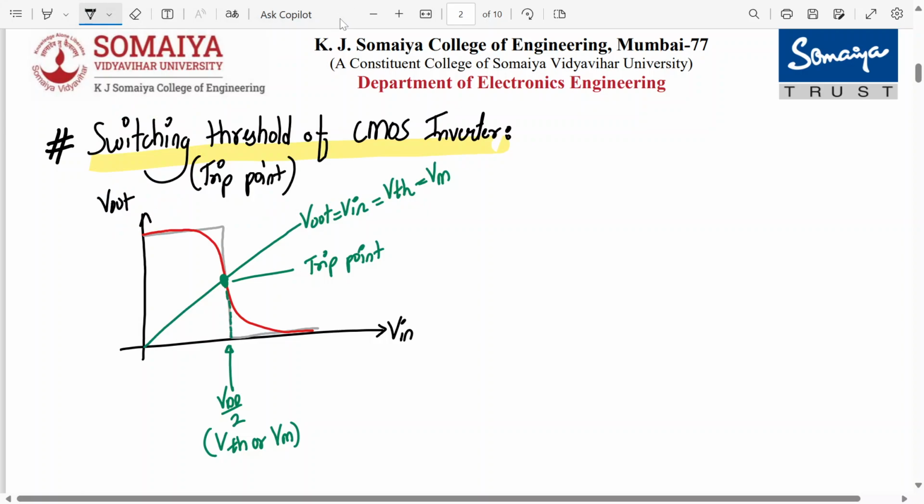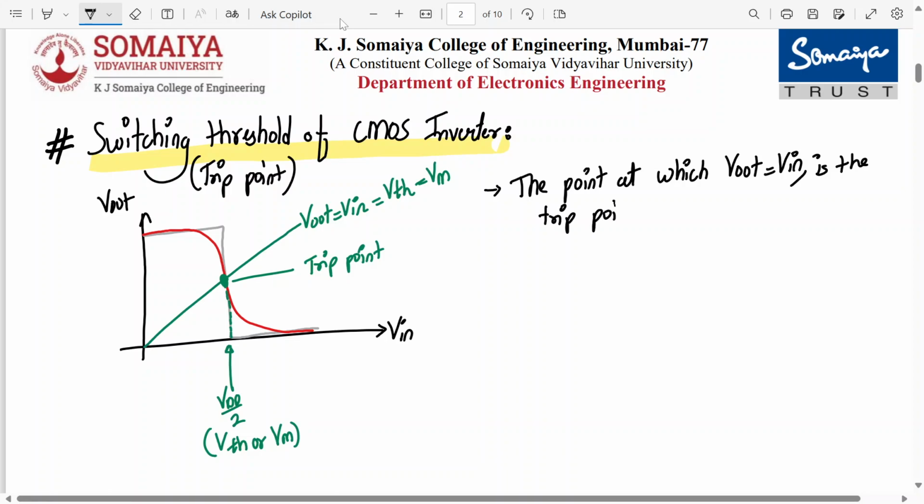The point at which V out is equal to V in is the trip point or switching threshold of the CMOS inverter.